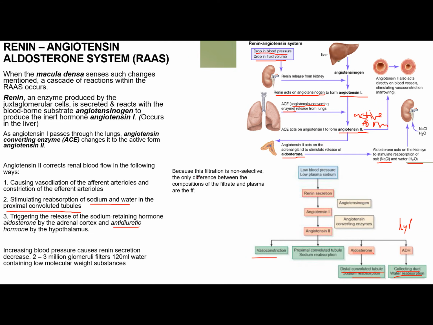Because this filtration is non-selective, the only difference between the composition of the filtrate and the plasma are the following.